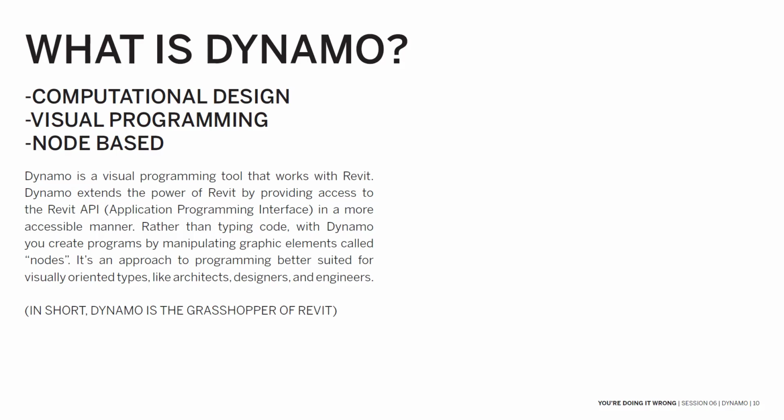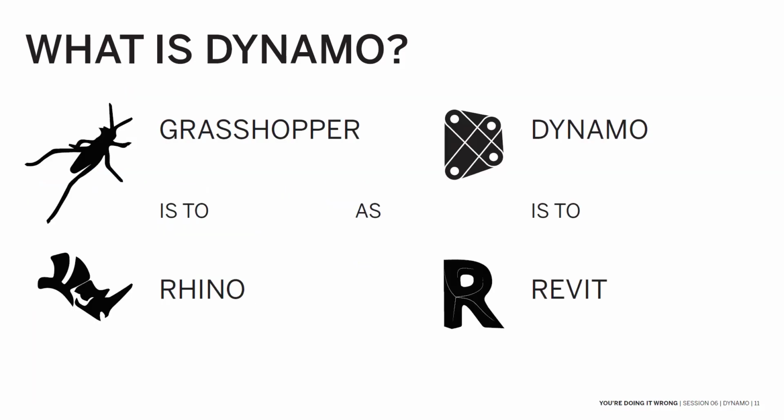So it's basically the Grasshopper for Revit. Grasshopper is to Rhino as Dynamo is to Revit. Both Dynamo and Grasshopper require Rhino and Revit respectively to work. They're basically there to augment the abilities that Rhino and Revit have.